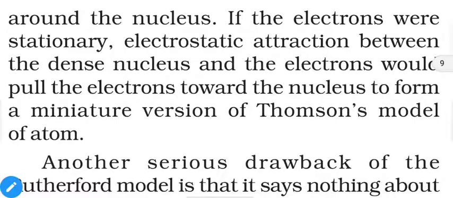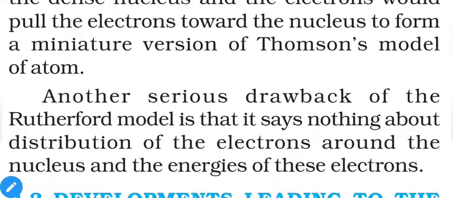The problem with this is that the electron and proton, because of electrostatic attraction, as mentioned earlier, unlike charges attract each other. They will end up mixing with each other because of the strong attraction produced between them, and they will produce a miniature version of Thomson's model. Another serious drawback of the Rutherford model is that it says nothing about the distribution of electrons around the nucleus and the energies of these electrons.